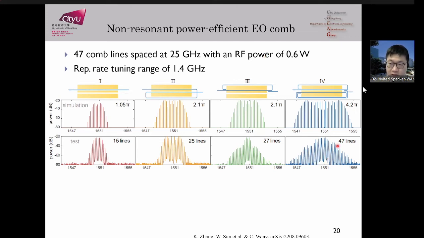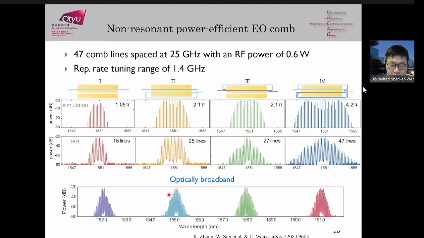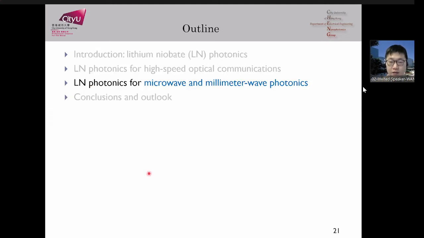47 lines. And the nice thing is that this system is relatively insensitive to repetition rate tuning, and it's optically broadband, right? There's no resonance. You can basically put the pump signal anywhere, and you can generate these combs at different optical wavelengths. Okay, so those were a few of the main devices we made for optical communications.